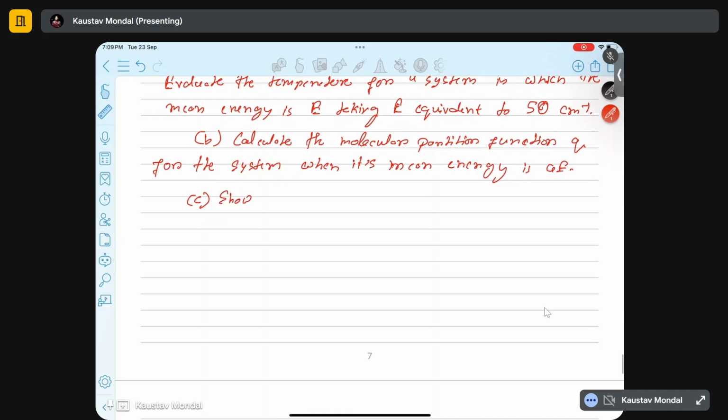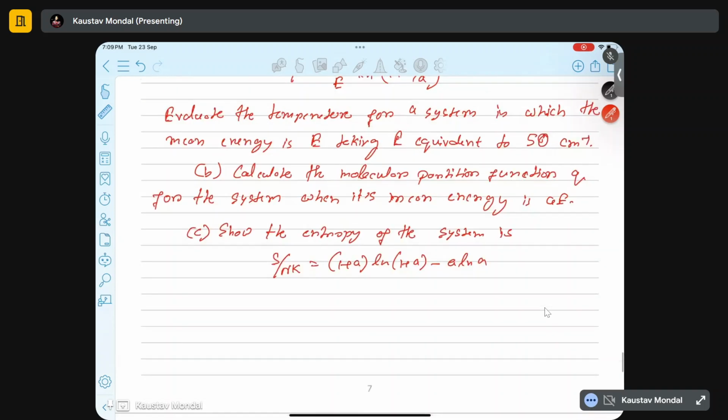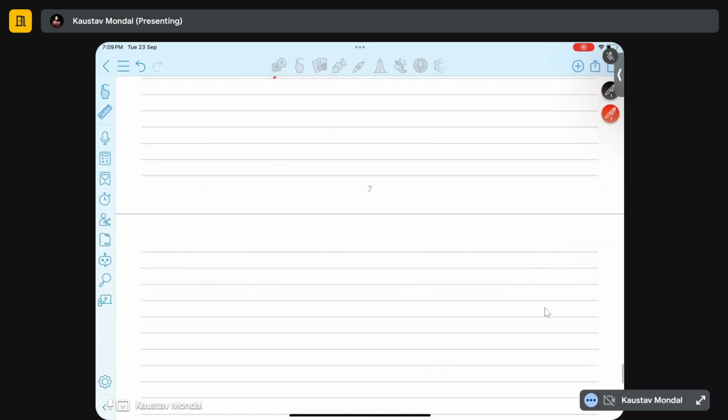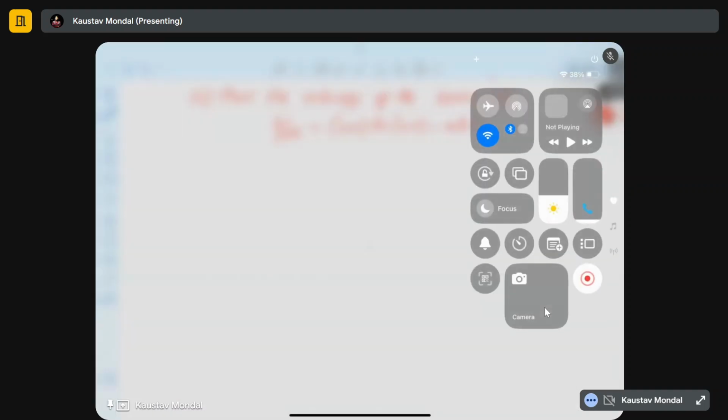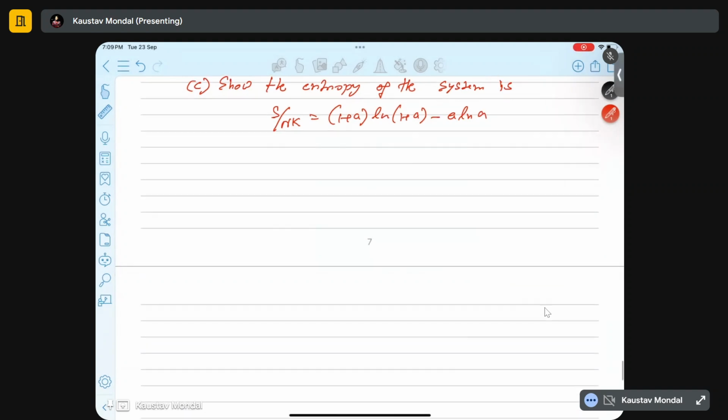The third thing is, show that the entropy of the system is S by Nk equal to (1 plus a) ln(1 plus a) minus a ln a. These are the things you have to do.